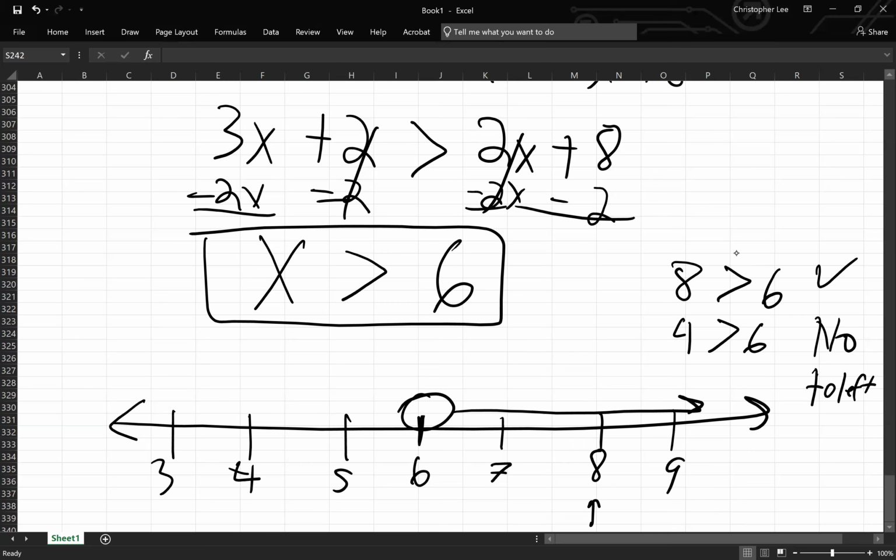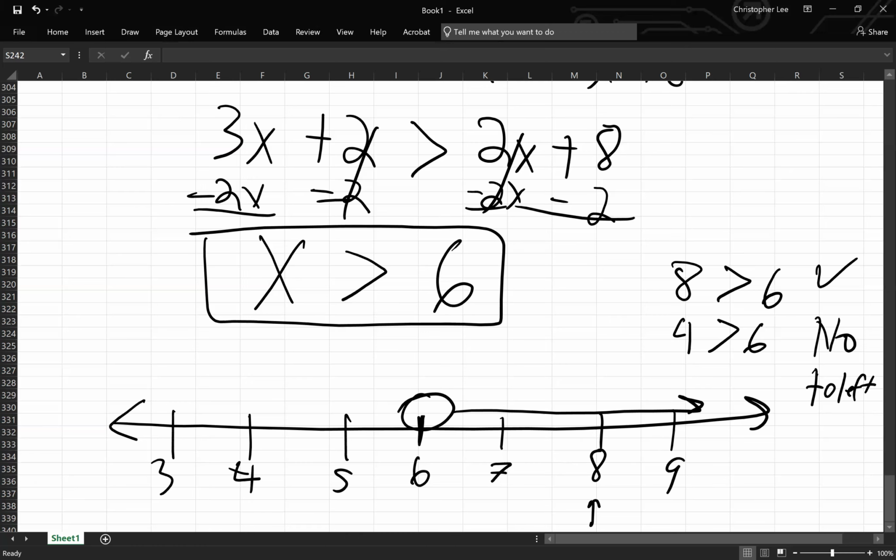Why did you put 8 is greater than 6 or 4 is greater than 6? Because I'm testing the values to see where I have to shade. Should I shade to the right or to the left? Assume I didn't know that. This is one method, the test method. I pick a number and I try it out to see if it works or not. But you don't need to do that.